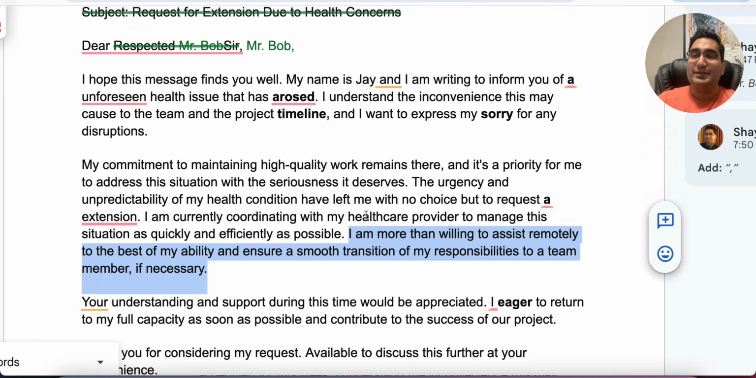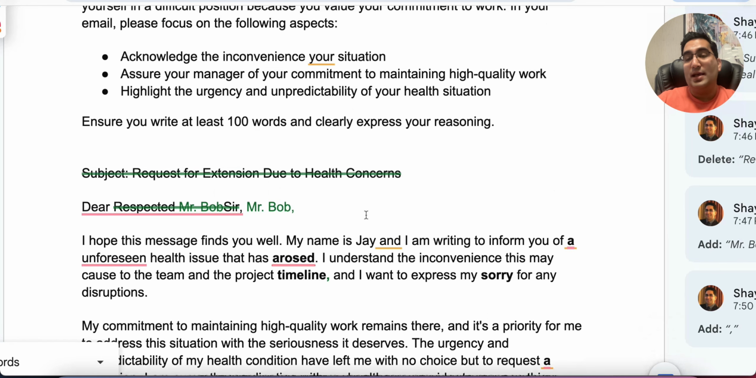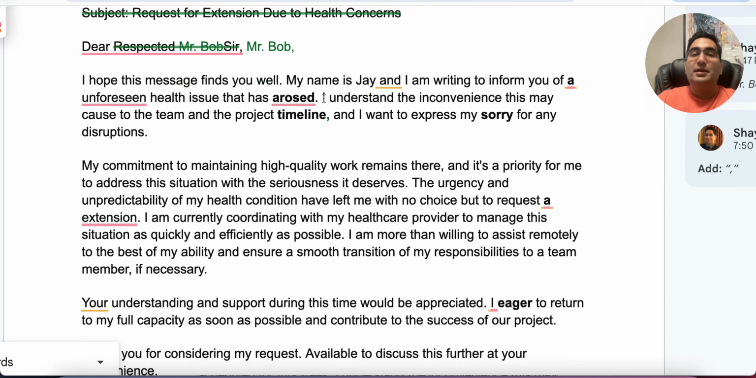Now let's look at the task response, and this is where the AI will just say, well, where was the question I even answered? So the first thing is, acknowledge the inconvenience of your situation. There's this answer here.